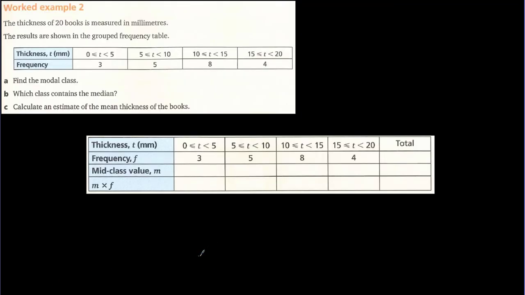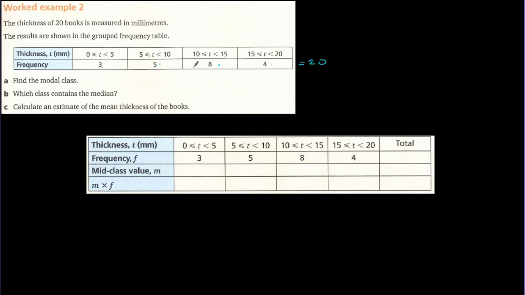Let's solve one exercise and understand the type of frequencies better. Here the thickness of 20 books is measured in millimeters, and we are going to find the mean, median, and modal classes. It says that the thickness of the book, if it is between 0 and 5 millimeters, there are 3. 5 to 10 there are 5. 10 to 15 there are 8. 15 to 20 there are 4 books. So totally there are 20 books. Also it is written here.